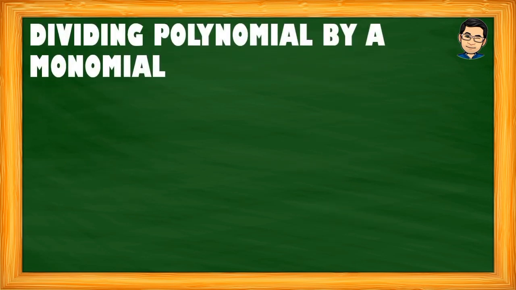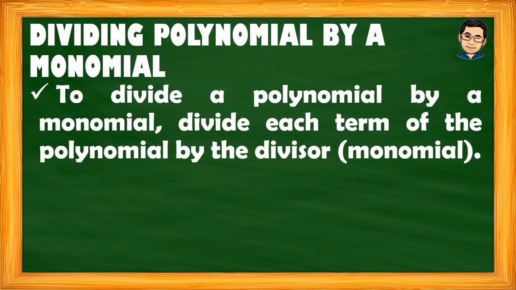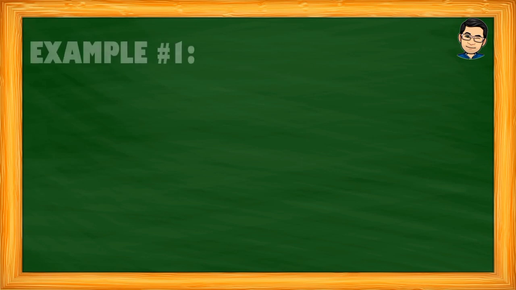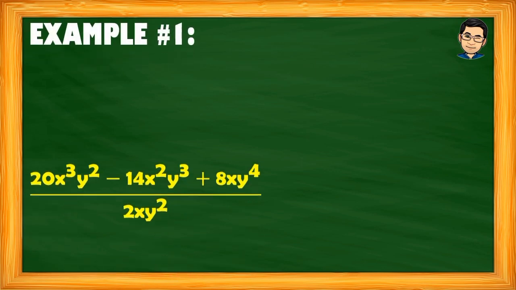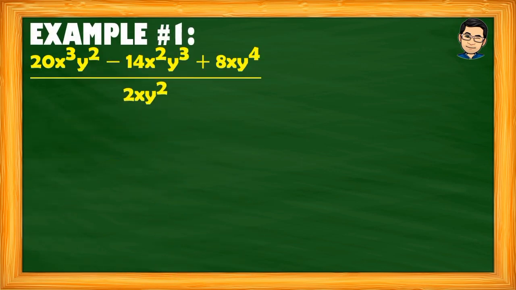So dividing polynomial by a monomial, to divide the polynomial by a monomial, divide each term of the polynomial by the divisor, which is a monomial. So let's have example number 1. 20x cubed y squared minus 14x squared y cubed plus 8xy to the 4th power all over 2xy squared.